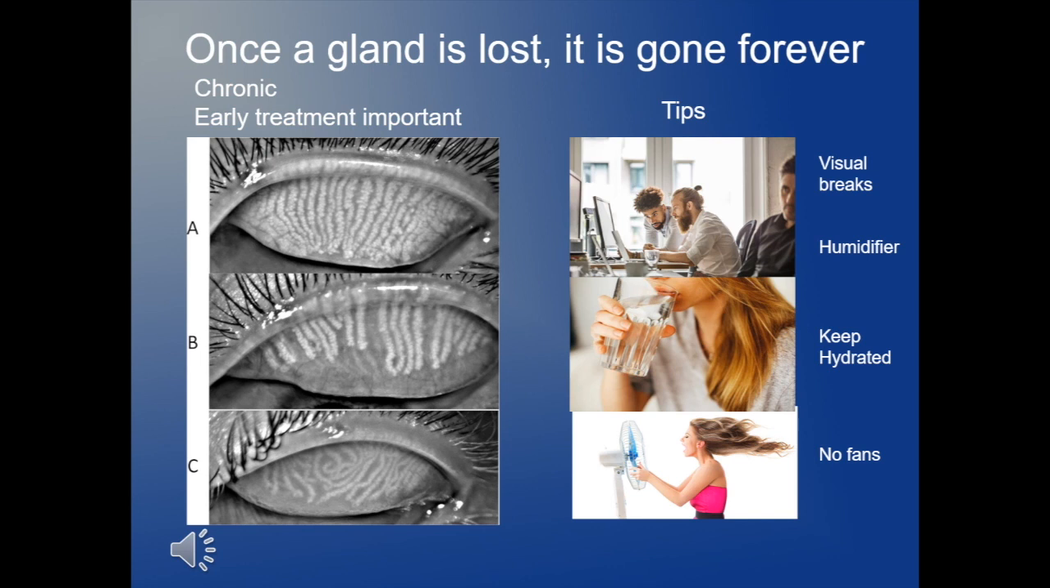Dry eye will be chronic unless the cause is removed. Sometimes that is impossible. So let's now go over the treatments. Remember, if treated early, less loss occurs of tear-producing glands. Once the glands are completely gone, they can never come back.